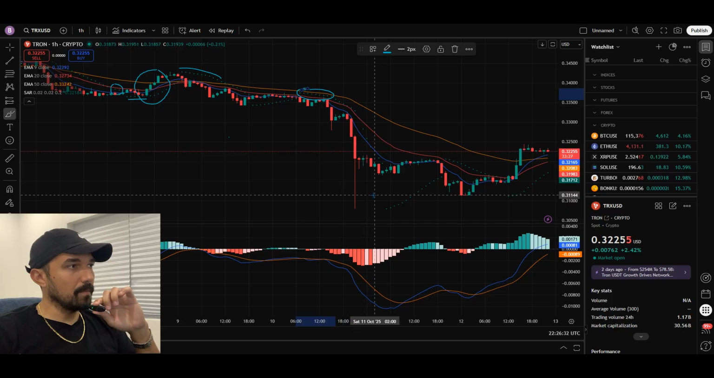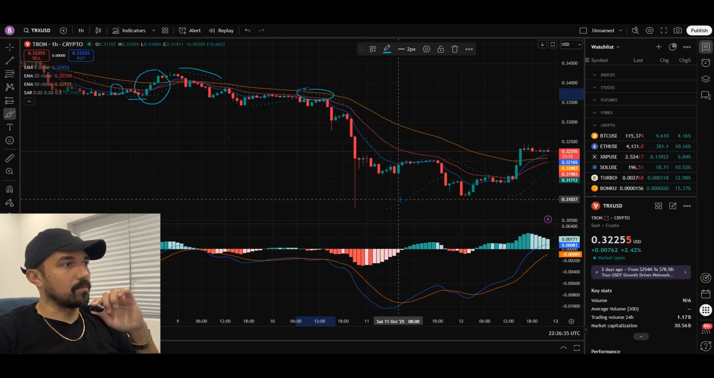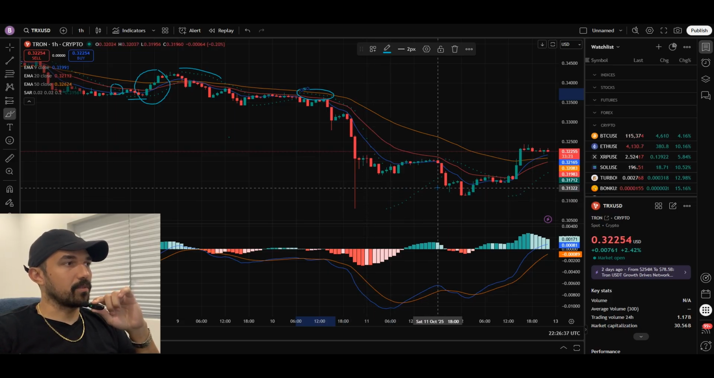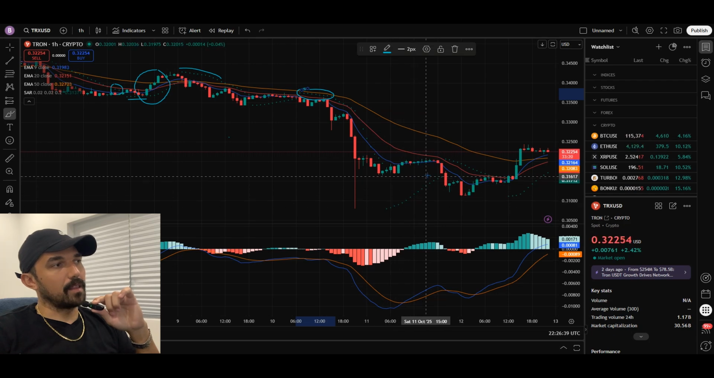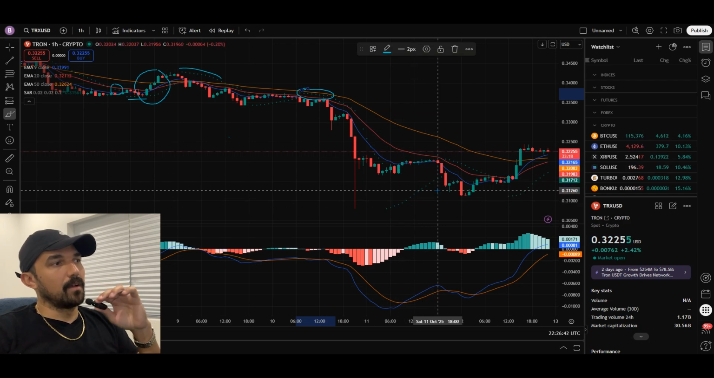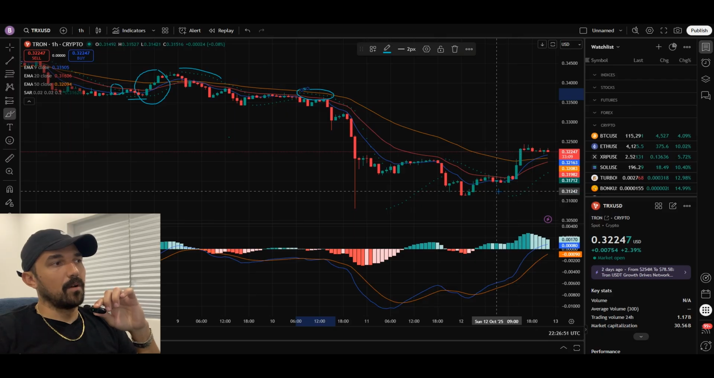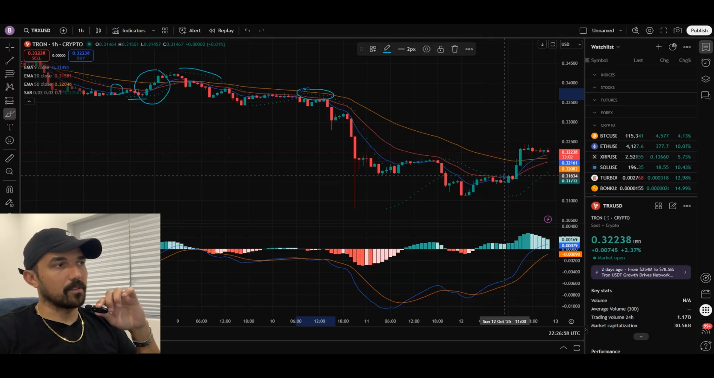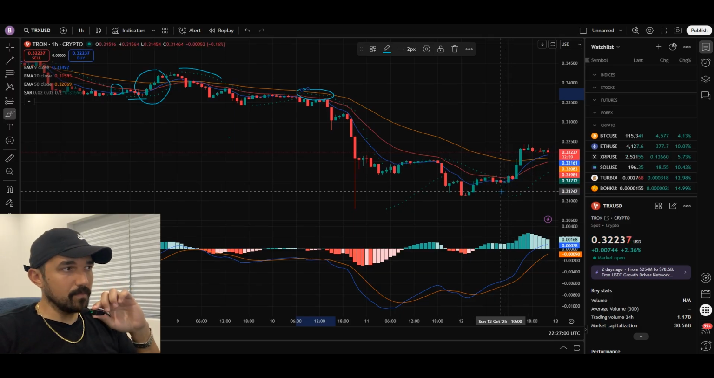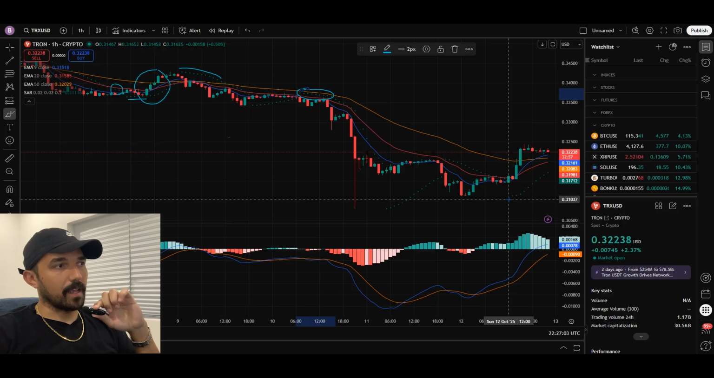So again, we see the parabolic SAR showing up here, but the price was still on a downtrend. Now, as we close out this weekend, as we're getting to the end of this weekend, I'm seeing some good signals here. So, we're breaking out of this downtrend. We're starting to recover. TRON has started to recover here. So, as we see, we got the parabolic SAR set up. It's underneath the price.